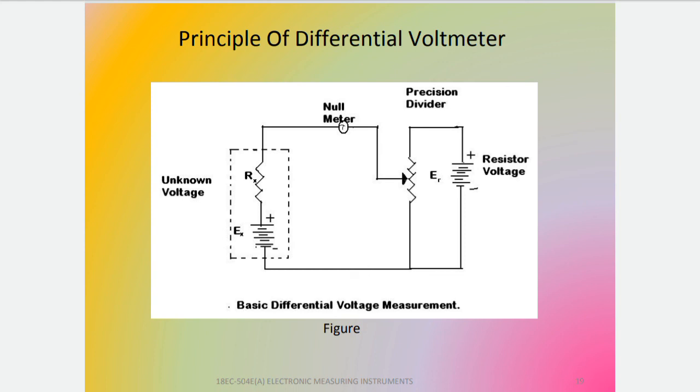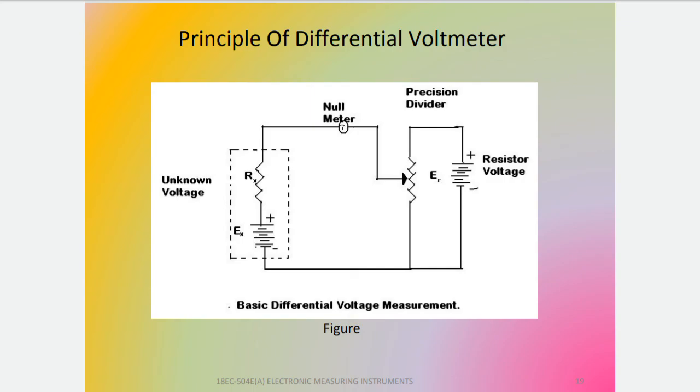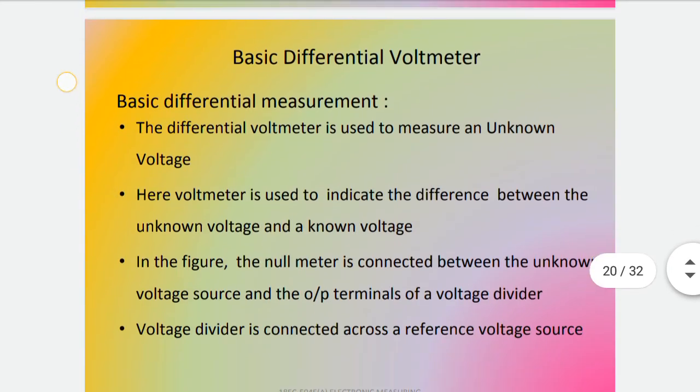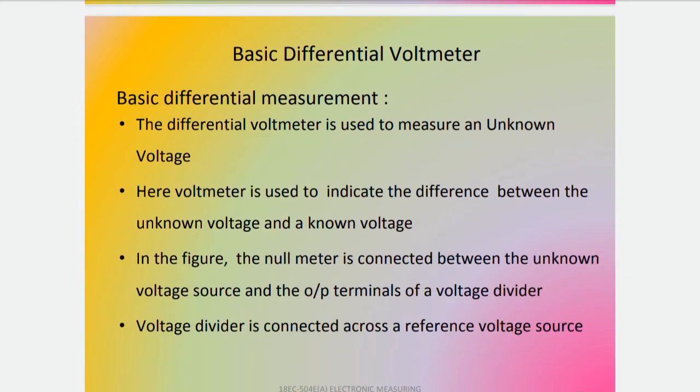You can see the unknown voltage, the null meter, the precision divider, and a resistor. The voltage range is there. You can see the circuit. The null indicator is connected. Now you can see the differential measurement.